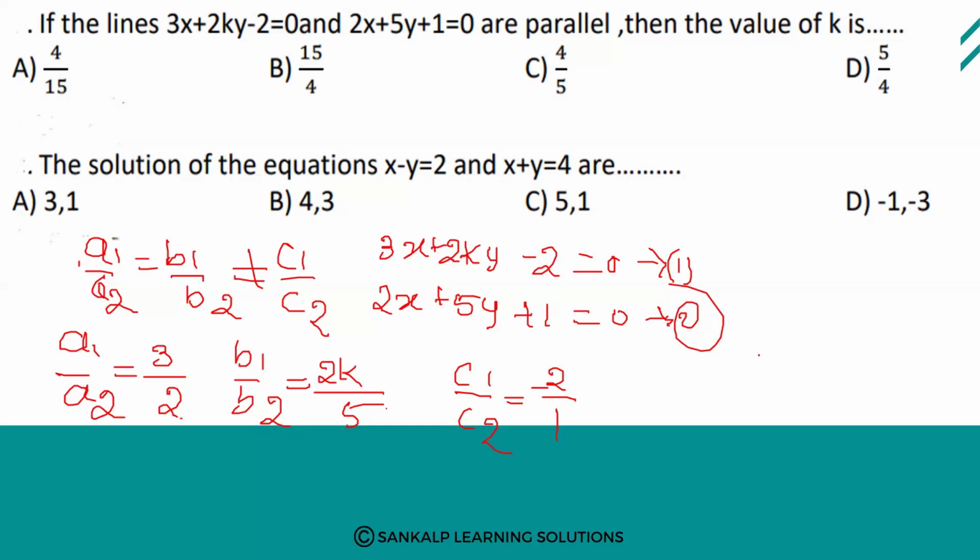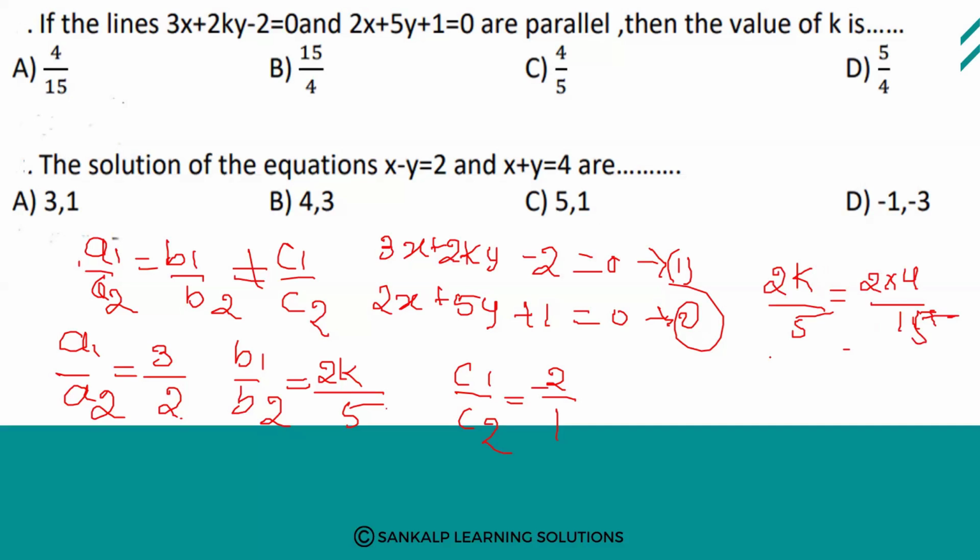So we'll go through the options. 2k by 5. So option first is 4 divided by 15. If I substitute 4 divided by 15 in place of k, so 2k divided by 5, 2 into 4 divided by 15, what will I get? 8 divided by 15. So this is not possible.